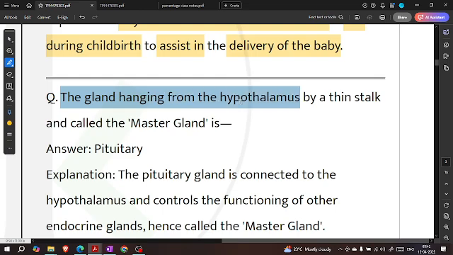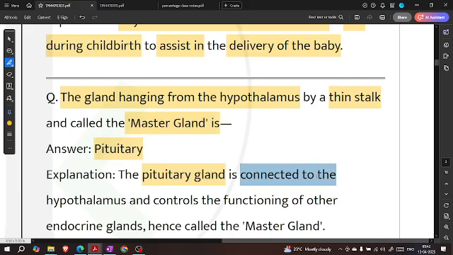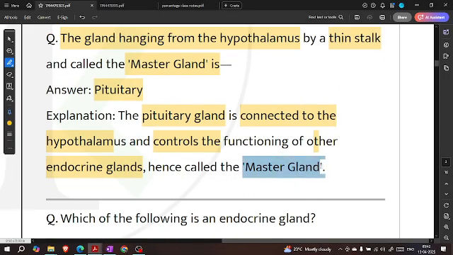The gland hanging from the hypothalamus by a thin stalk, called the master gland, is the pituitary gland. The pituitary gland is connected to the hypothalamus and controls the functioning of the other endocrine glands, hence it is called the master gland.